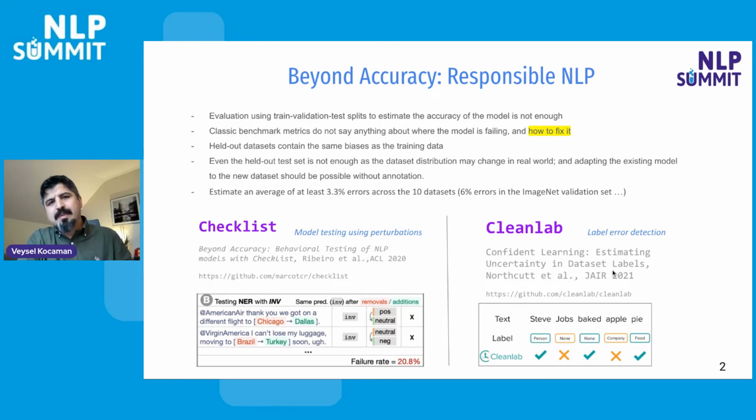Then Cleanlab, because Checklist has nothing to do with fixing the errors. It just reports, but there's no way to fix it. Cleanlab looks at things from another perspective, and claims to detect label errors. It's not just NLP, they also work with computer vision, by the way. They use confident learning and some other techniques to detect label errors, because most of the time you may not even notice that the error from the model comes from a labeling error.